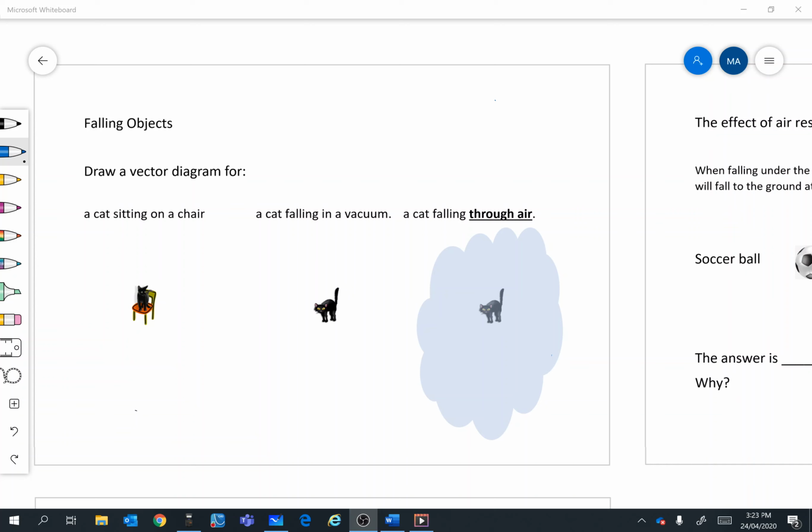Hi science students. In this video we're going to examine falling objects and the different forces that are acting on them. We also want to understand the effect of air resistance on these objects, in particular how air resistance seems to affect lighter objects more than heavier objects. Now I'm going to show you this video to begin with.